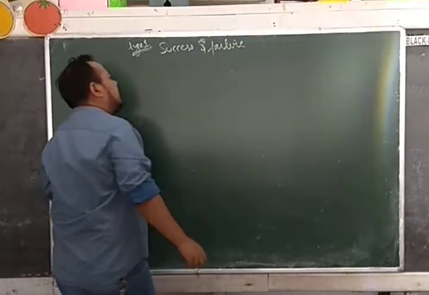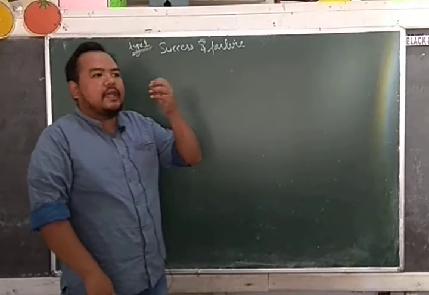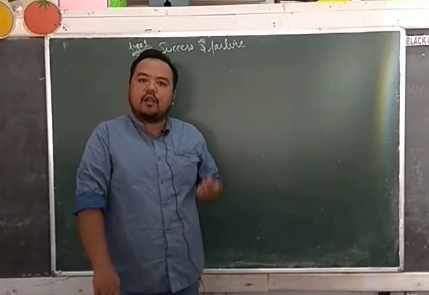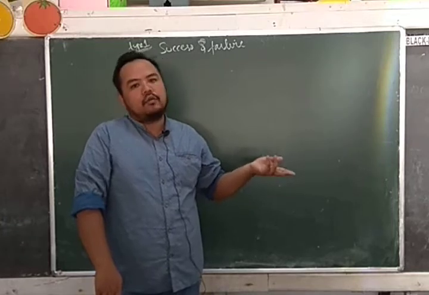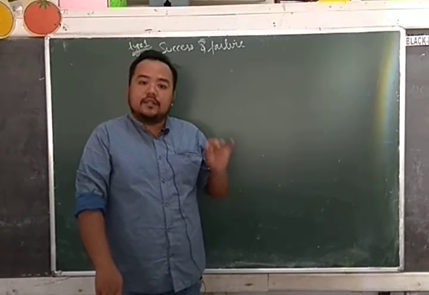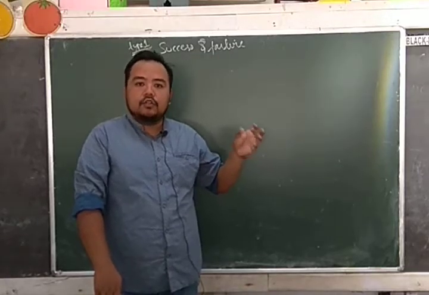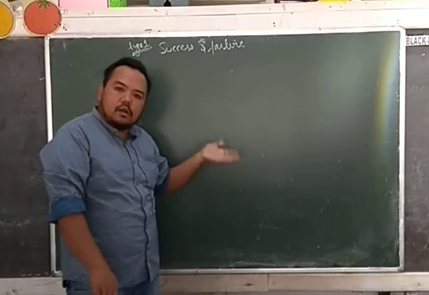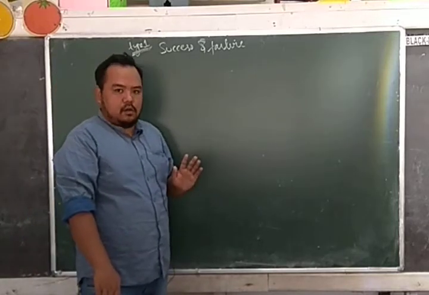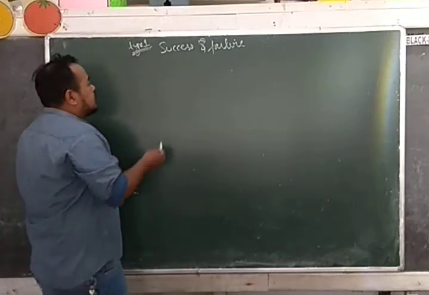Success and failure. Now suppose I give you a task. So there are basically two outcomes. Either you succeed or you fail, isn't it? Similarly, given an event, there is a chance that the event will occur or it will not occur. Is that clear?